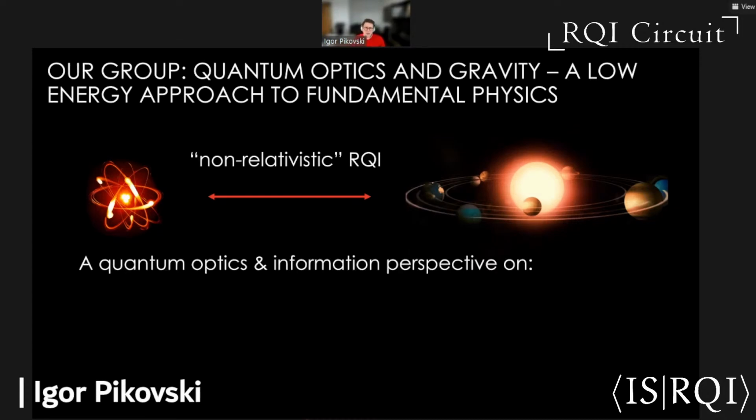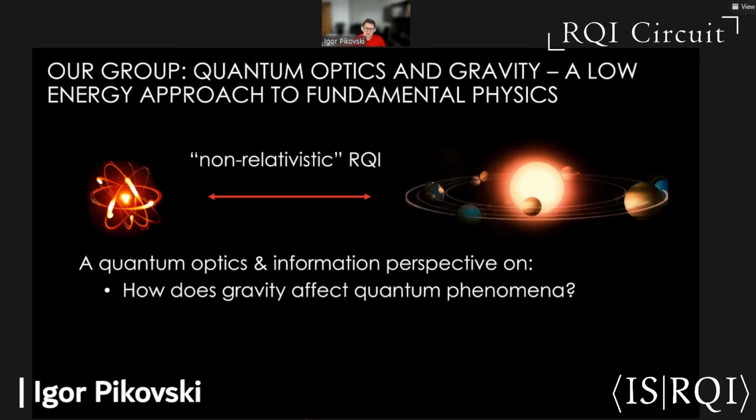So what does it mean to have a quantum optics information perspective? What are the types of research questions we're asking? One is, for example, how does gravity affect quantum phenomena that we're all familiar with at low energy theory? And what novel effects may arise? So can we test also some aspects of the quantum nature of gravity, and whatever such a test would even mean, and what we can learn from that?